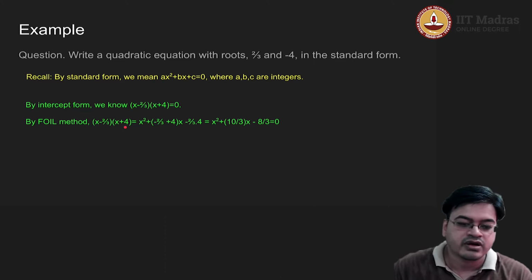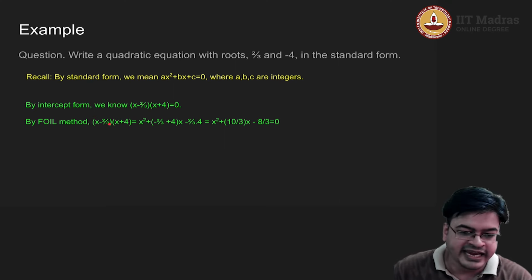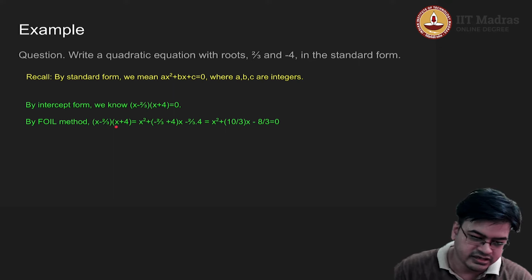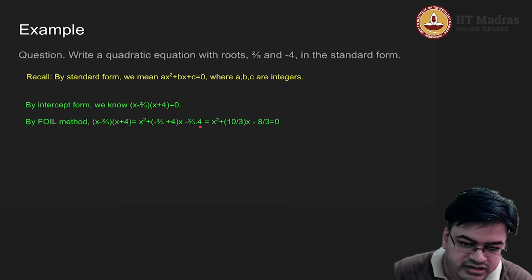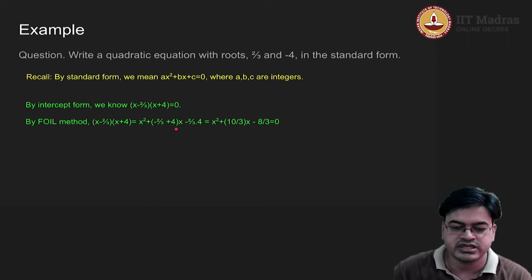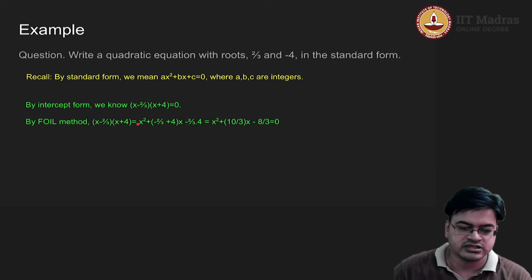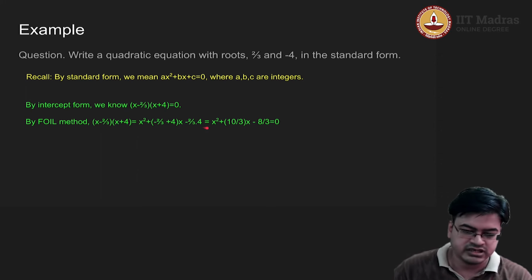Now you use the FOIL method, that is, first terms. The first terms give 1 into 1, so it will retain 1x squared. Then ad plus bc: a is 1, d is 4, so 4, and b into c is minus 2 by 3 into 1, so that is minus 2 by 3 plus 4. This is the term which has the coefficient of x. And then minus 2 by 3 times 4 is the last term. So this is a successful application of the FOIL method. Now let us rewrite all these things.